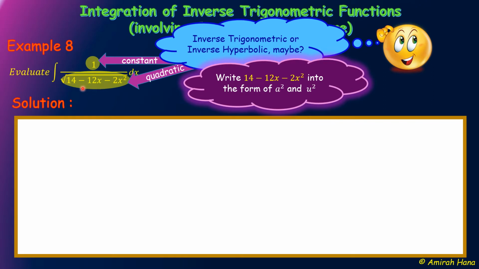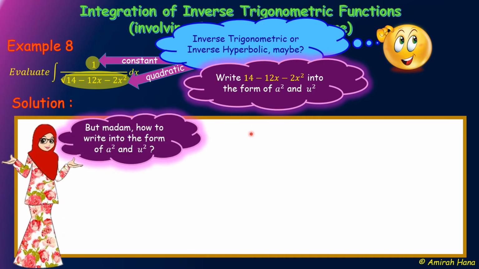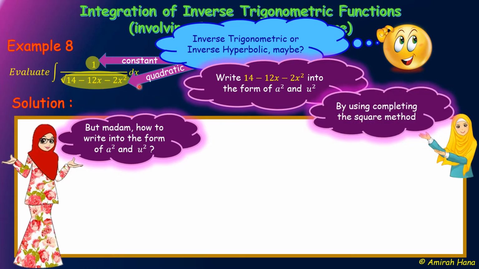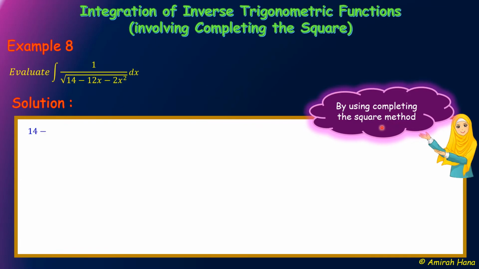Alright, first, we need to write 14 minus 12x minus 2x squared in the denominator here into the form of a squared and u squared. Okay? But madam, how do we write the quadratic function into the form of a squared and u squared? Okay? By using the completing the square method. Okay?